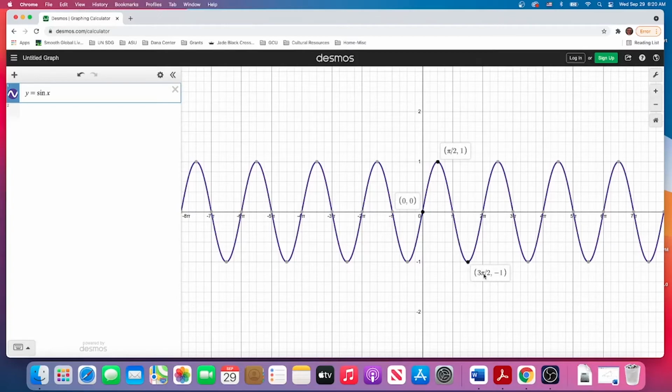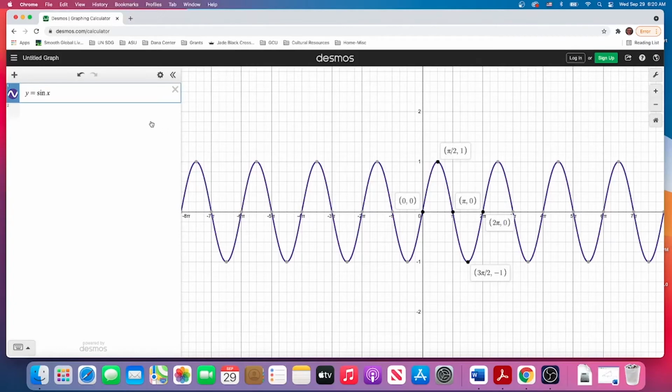When the angle is, oh, I missed one here. When the angle is pi, the y coordinate was 0. And then 3 pi over 2 gave us a y coordinate of -1. And then when we get one whole period, so we went up, down, when we get to 2 pi again, we're back to 0. And it all starts and repeats.